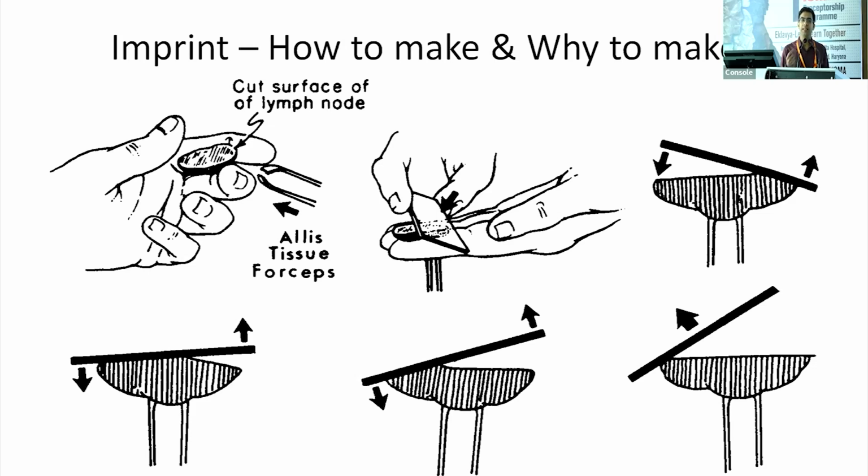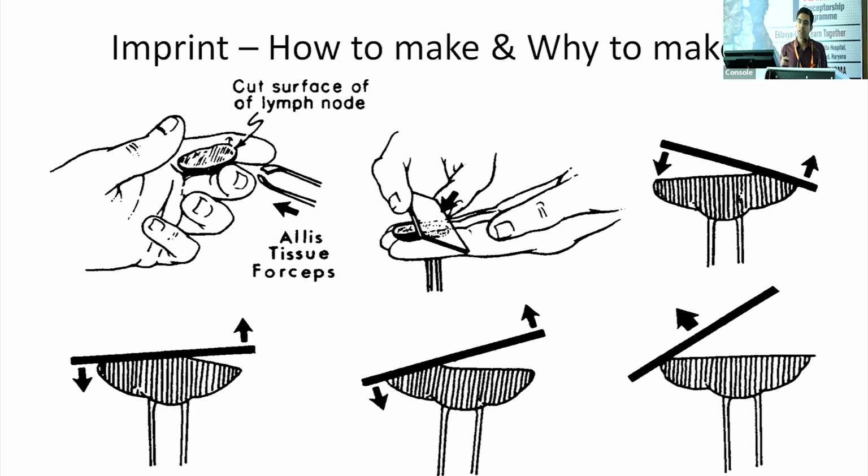And these imprint smears are very useful. They can provide help in two ways. The pathologist can immediately stain these imprint smears to give a rapid diagnosis, and it will help in checking the adequacy of the lymph node as well. And then a few smears can be kept frozen, preserved for FISH analysis.